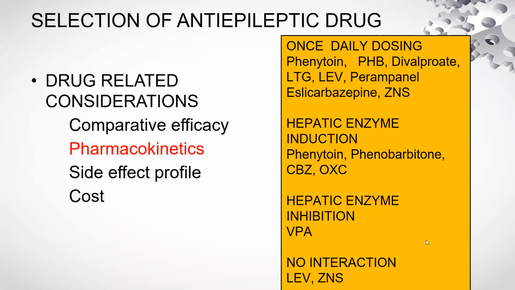On the other hand, some drugs inhibit the hepatic enzymes, which can lead to accumulation and toxicity of the drugs which are hepatically metabolized. Examples of this mechanism include valproate, although the hepatic enzyme inhibition is not as prominent as hepatic enzyme induction by phenytoin and carbamazepine.